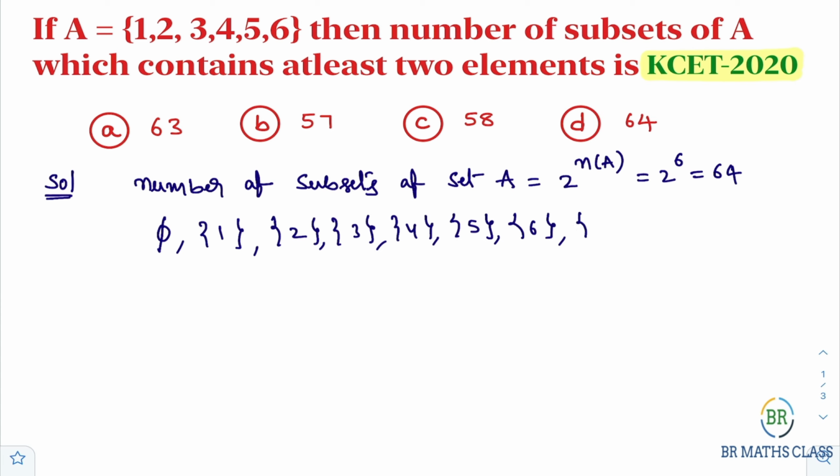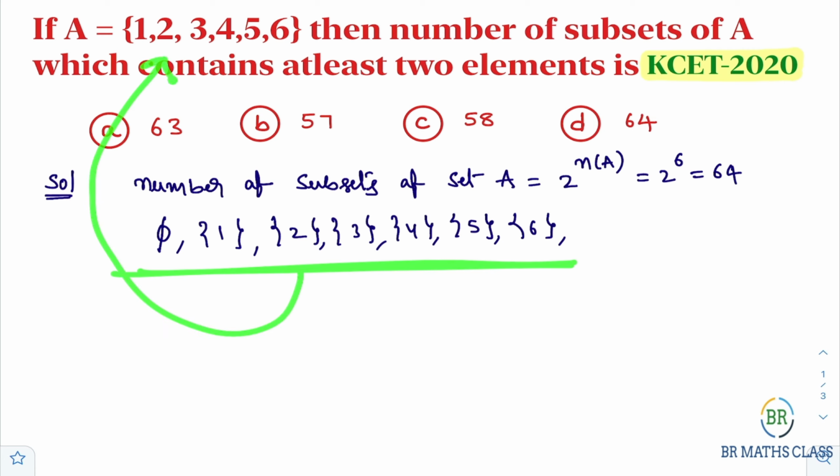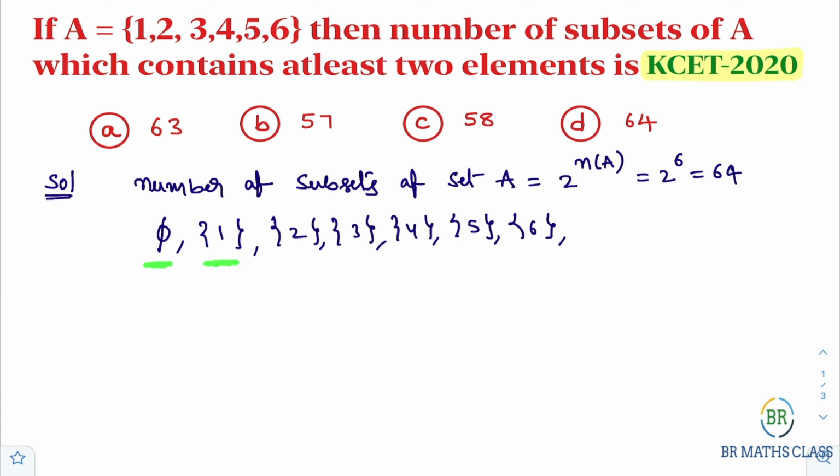If I write a set like this, it contains 2 elements, so it comes under at least 2 elements. So you cannot take this one. So these are the sets which do not contain at least 2 elements, and these are all subsets of set A. I hope you understand. So here, how many subsets are there? 1, 2, 3, 4, 5, 6, 7. So a total of 7 subsets are there which do not contain at least 2 elements.